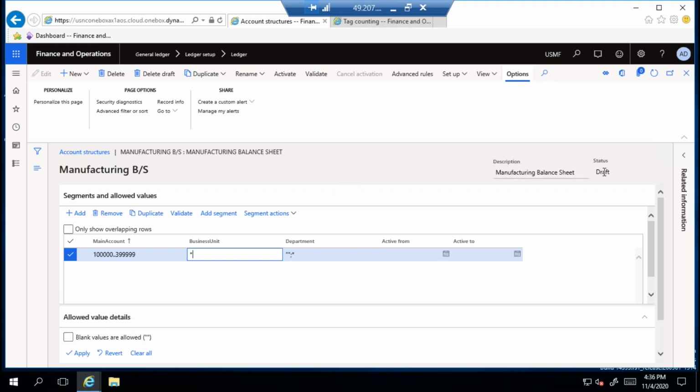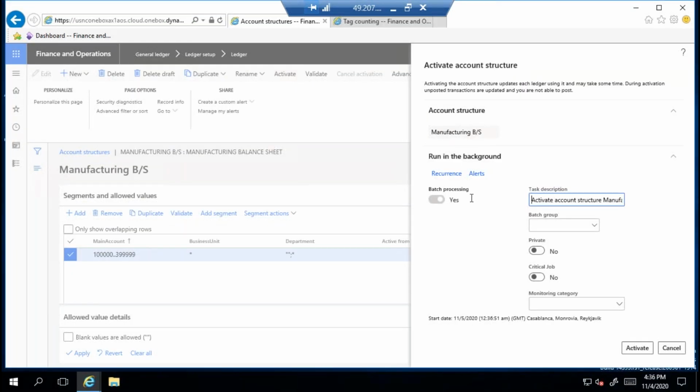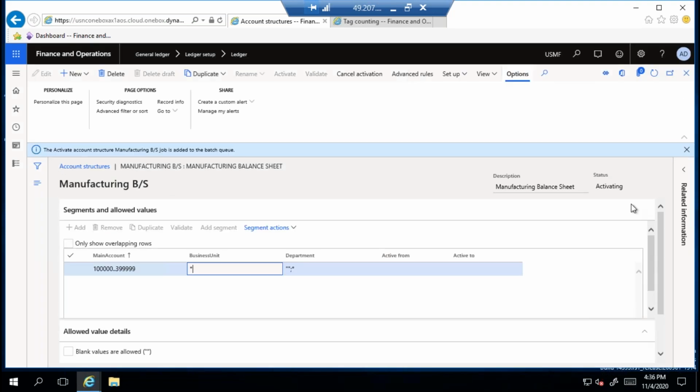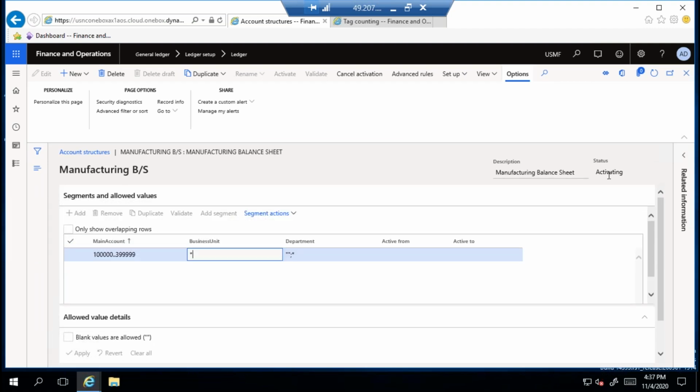So now it is in draft mode. I am clicking on activate. If I click on activate, it will change to activating, and later it will be activated. Look at this one. It is a batch job. I'm clicking activate. Observe, the status is activating. If it is activating, you cannot use it. I mean to say it is not effective. If it is activated, then only it will take effect properly. So now it is active.